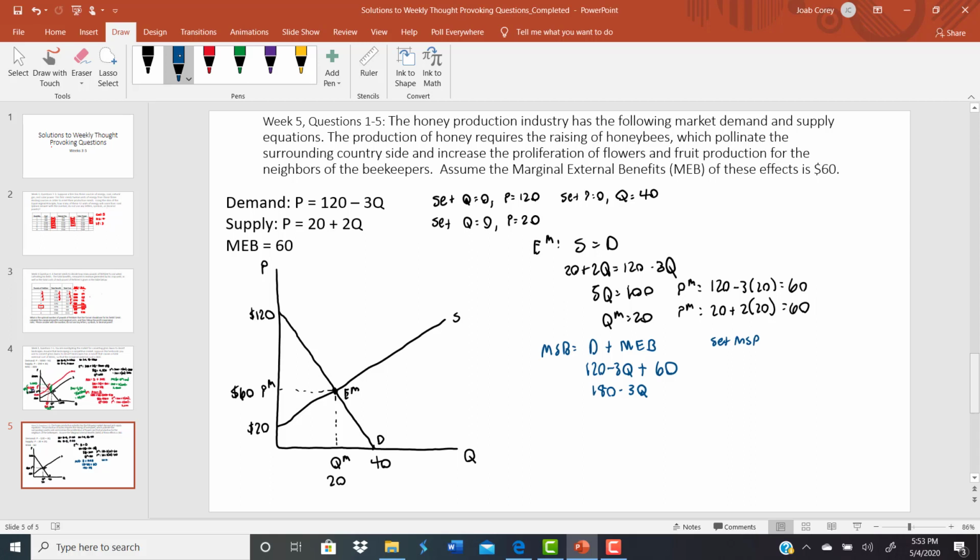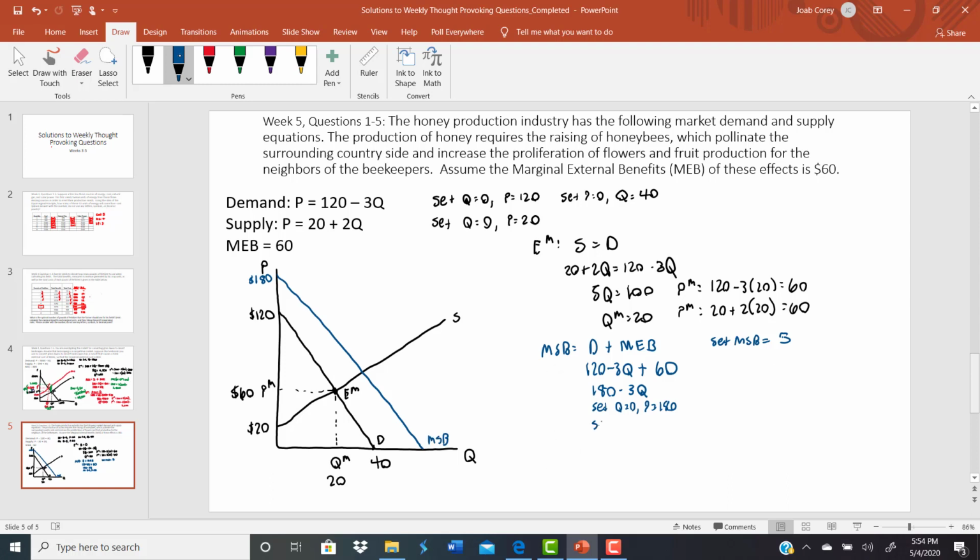Once again, we can set our marginal social benefit equation equal to our original supply equation in order to figure out our new E star. But first, we have to figure out where this marginal social benefit curve originates. We do that by setting Q equal to 0. We know that this curve is going to start at 180. Again, it should be exactly 60 higher than our original demand curve at all points. So you're going to have a marginal social benefit curve that looks like that.